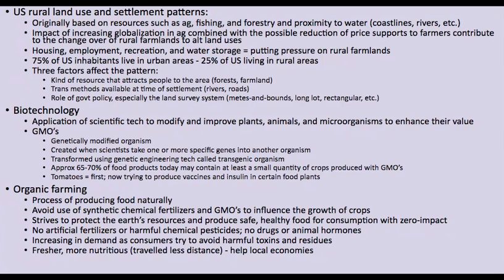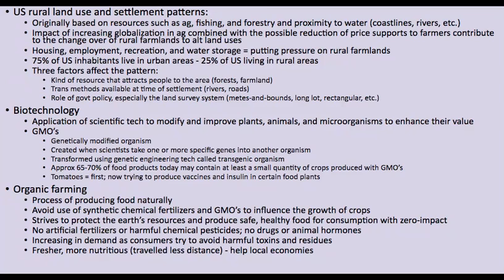Talk about biotech a little bit more specifically. So this is the application of scientific technology to modify and improve plants to enhance their value. In the Green Revolution, the introduction of GMOs happened, again, genetically modified organisms. They were created when scientists took one or more specific genes and spliced them into another organism, transformed using genetic engineering technology, called a transgenic organism.